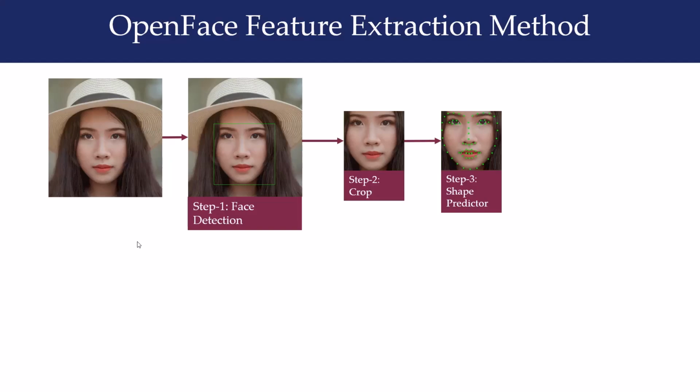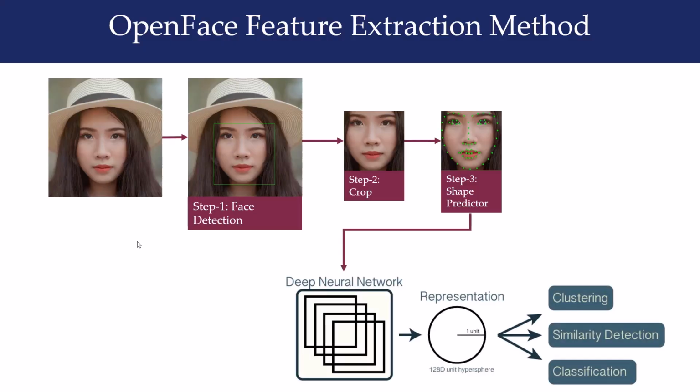The shape predictor output of the face is passed to the deep neural network, and that is going to return the 128-dimension unit hypersphere, which is basically the features of the face. This can be used for clustering, similarity detection, and classification models. Face recognition is one of the applications of classification. In this project, we are working on the classification model, meaning we are going to take these features and apply them to the classification algorithm so that we can get face recognition.